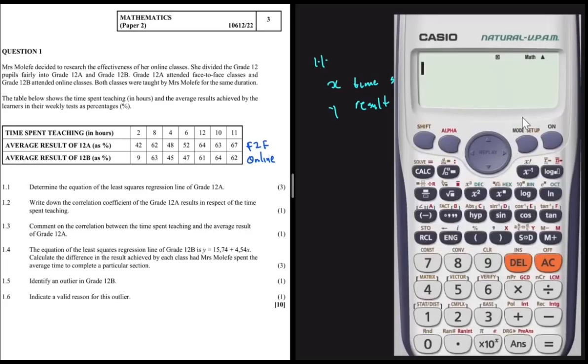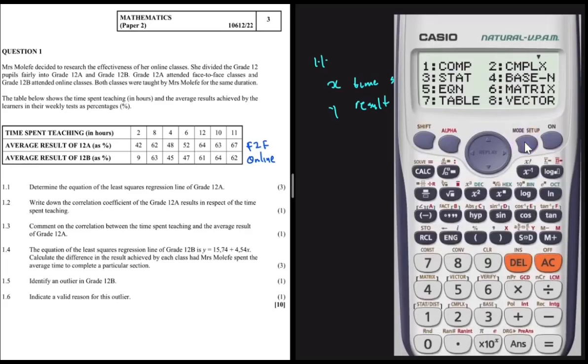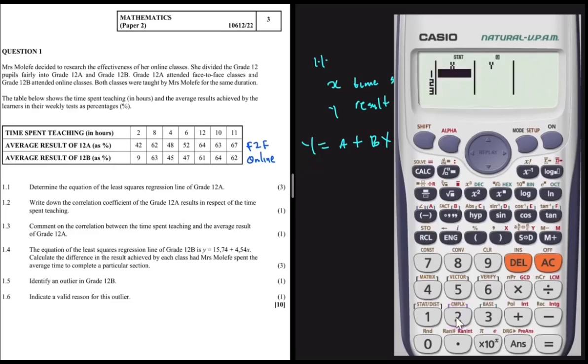On your calculator, you want to press mode or setup, and then this menu will pop up. When this menu pops up, you press 3, and then another menu will pop up. We're looking for the equation for the least squares regression line, which says that y equals a plus bx. So we're going to press 2 so that we can open this tab.